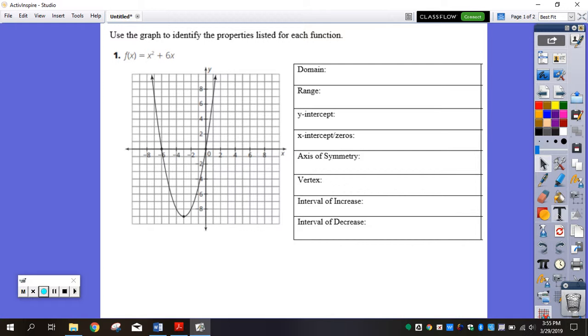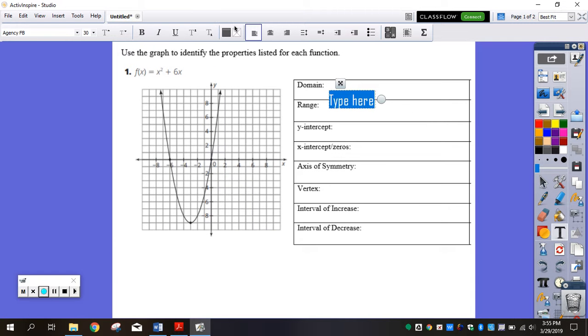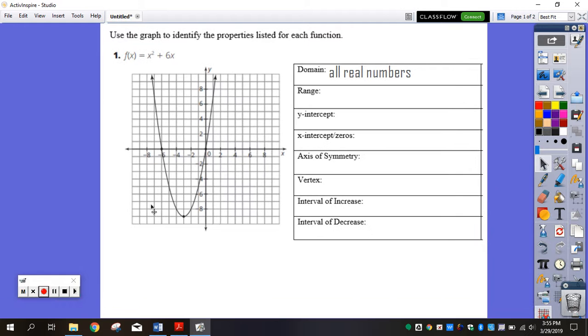So we can describe that two ways. We can say all real numbers, or we can use function notation, which is negative infinity to infinity. Either way you want to communicate that the x values are not limited is okay. You can write out the phrase all real numbers. You can do interval notation, negative infinity to infinity. Either is acceptable. Range, that's your y values.